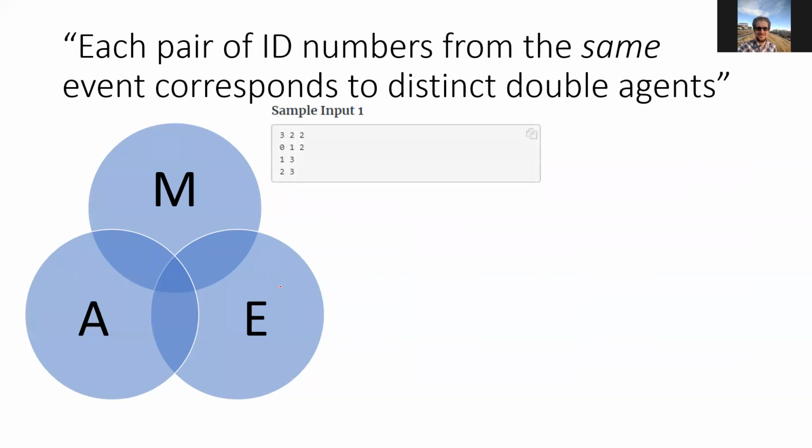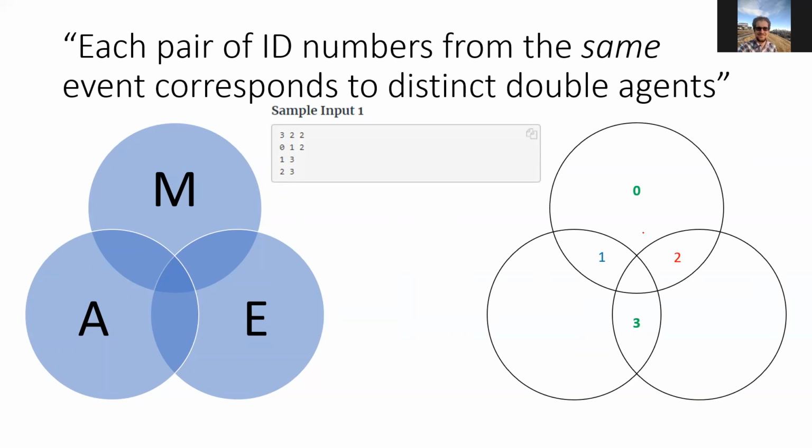So let's zoom in again to sample input 1 and see what that looks like with this representation. The morning event had this ID 0, 1, and 2. The afternoon event had IDs 1 and 3. The evening event had IDs 2 and 3.